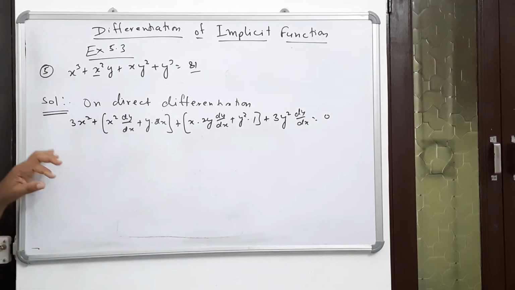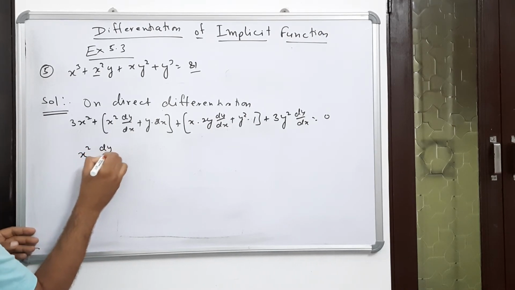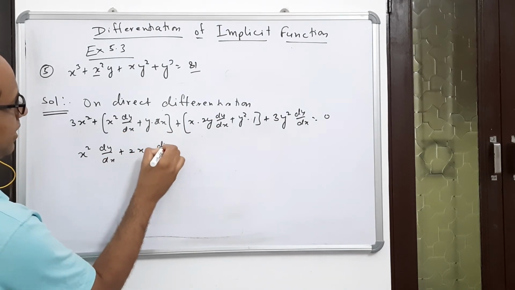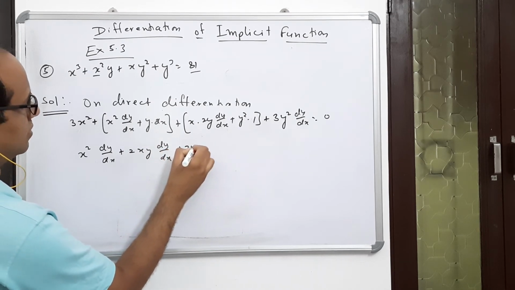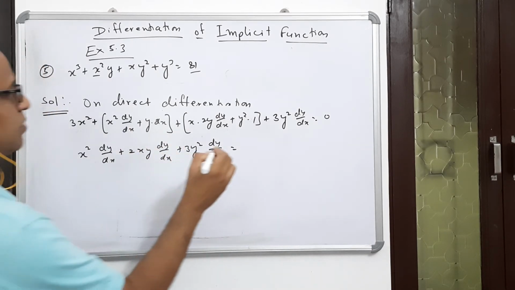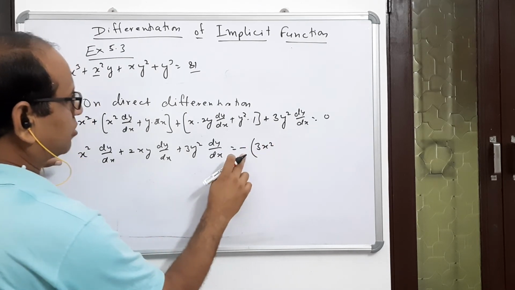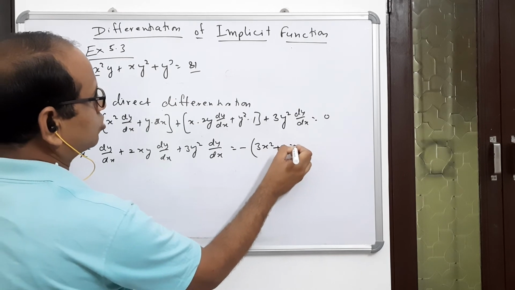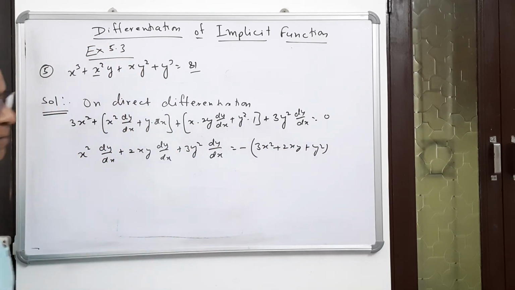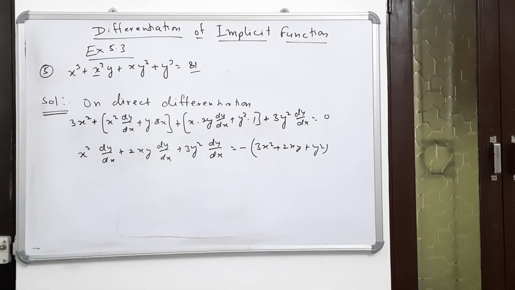Now in the next step, we write all the terms having dy by dx this side. The first term is x square dy by dx. Second is plus 2xy dy by dx, plus 3y square dy by dx. These are the three terms having dy by dx. And all the terms which are not having dy by dx, we write that side. So the first term is 3x square, the second term is 2xy, and the third term is y square. And I have written minus here because when a term moves that side, it becomes negative.